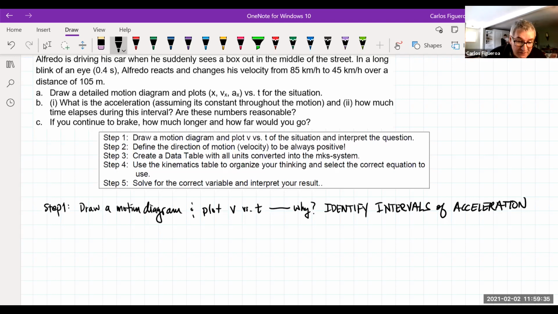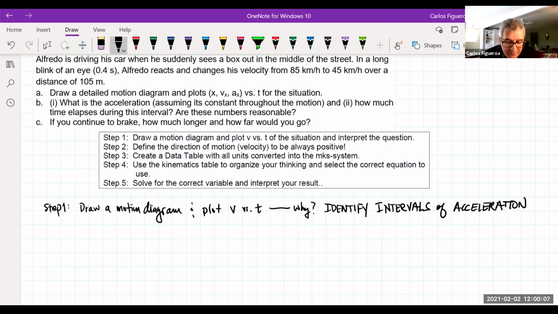So the first thing I'm seeing here is this. It says, Alfredo is driving his car when he suddenly sees a box out in the middle of the street. In a long blink of the eye, 0.4 seconds, Alfredo reacts and changes his velocity from 85 kilometers per hour to 45 kilometers per hour over a distance of 105 meters here.